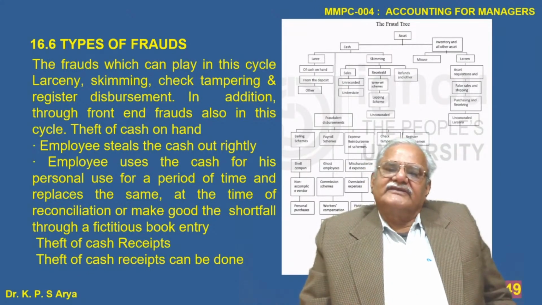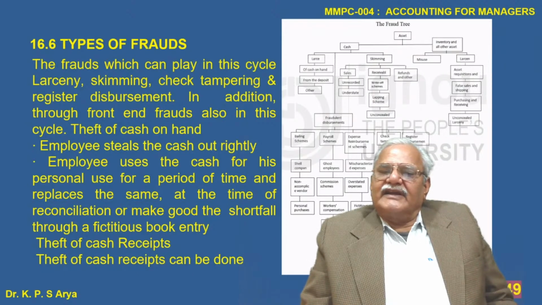Cash: larceny, cash on hand, from the deposits and others. Skimming: sales, unrecorded and understated. Receivables: write-off schemes, lapping scheme, unconcealed receivables, then refunds and others.